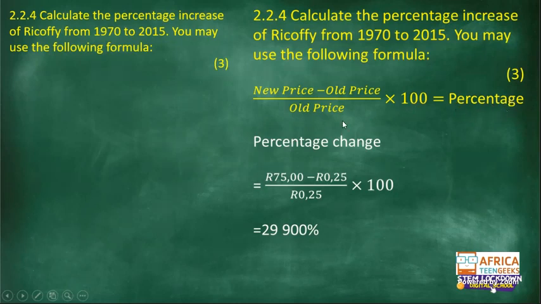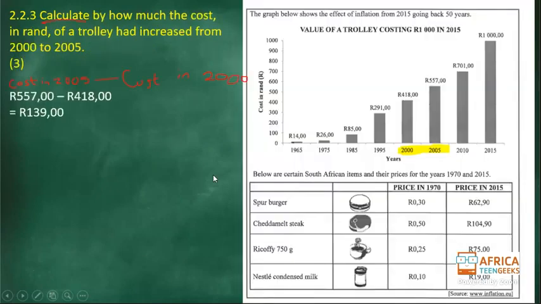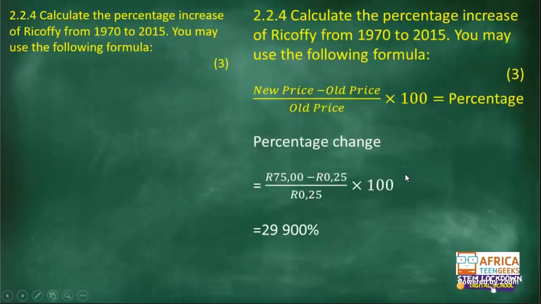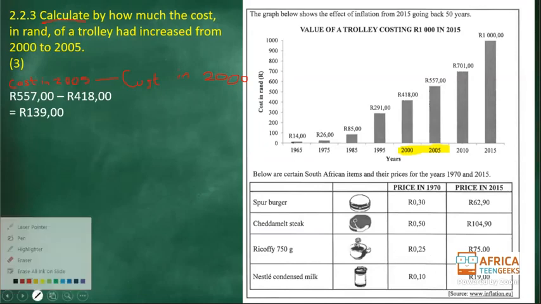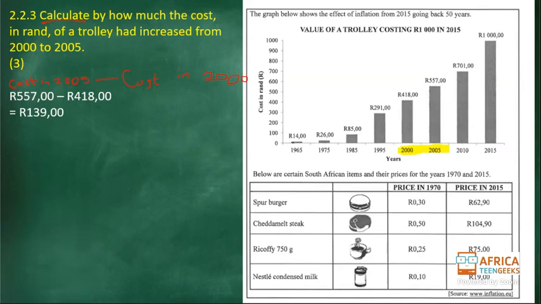How do we calculate that? The new price, let's go to the coffee. I'm sorry, I thought I had pasted the slide. The coffee in 1970 to 2015. So it means clearly we are focusing on this part there, ne? Coffee, there is coffee. In 1970, it was 25 cents. And then in 2015, it was 75 rands. So in 1970, it was 25 cents. In 2015, it was 75 rands.